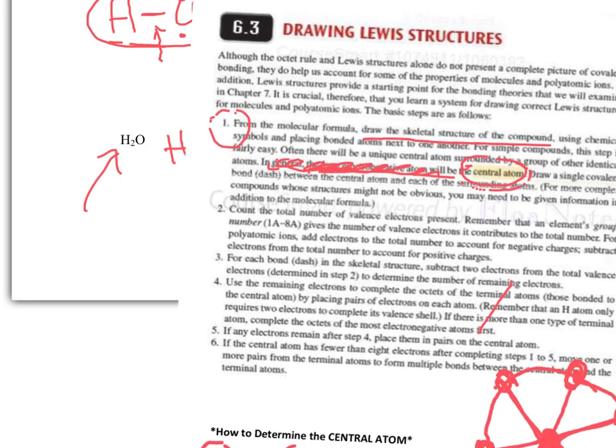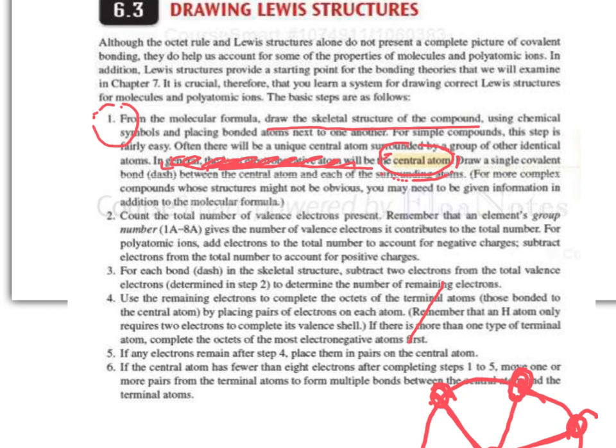Okay, so the first rule simply says you set up your skeletal structure and then draw a single covalent bond. You know that by these atoms sharing valence electrons, they at least have to share 2, right?